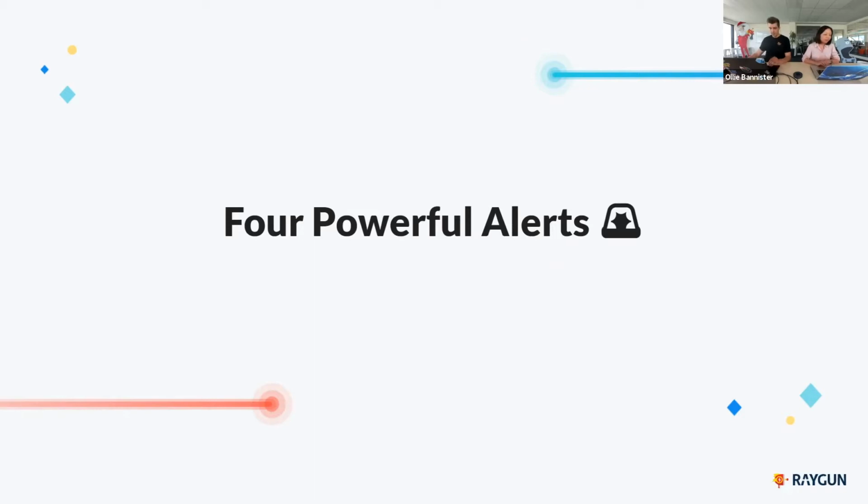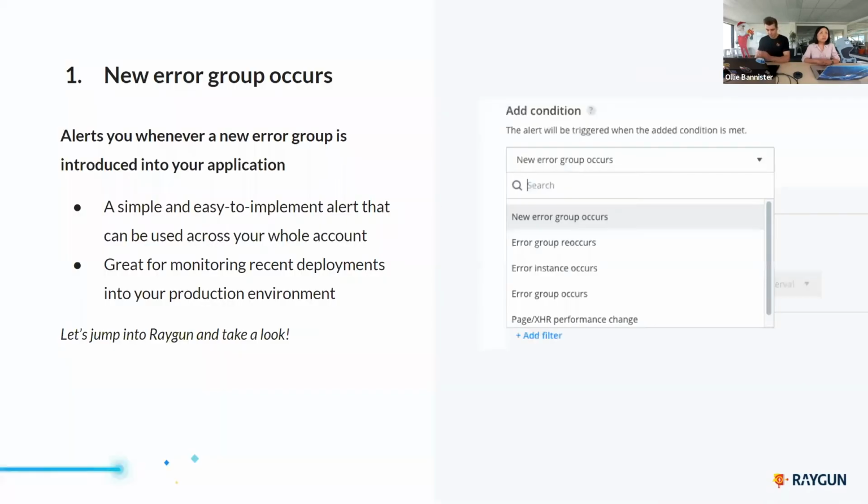Thanks, Zhang. For our first example today, we're going to take a look at the new error group occurs condition as well as run you through how to create an alert inside of Raygun. This condition will alert you when a new error has been introduced into your application. It allows for prompt investigation to be completed into the issue to help identify risk and implement a resolution plan. The issue may require immediate resolution in the form of a hotfix, planned resolution in the form of a bug fix, or perhaps it can be ignored or permanently ignored if the problem is out of your control.